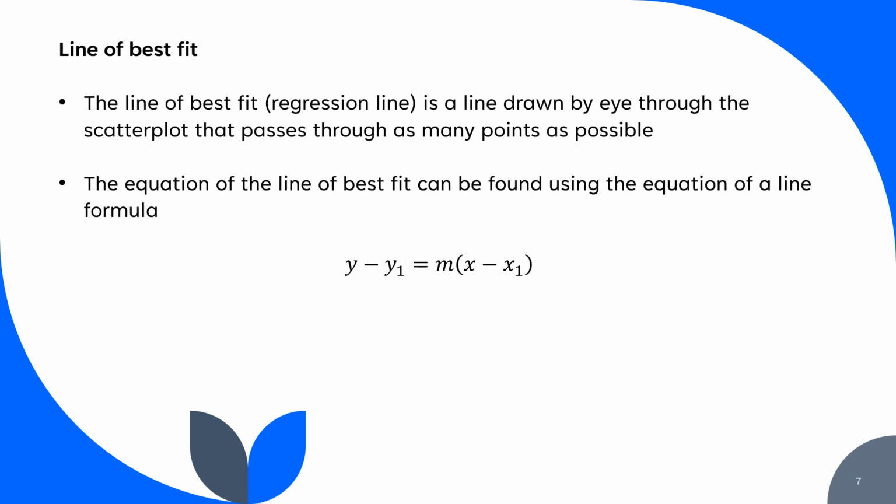The line of best fit, also known as a regression line, is a line that you draw by eye through the scatter plot. You try to get it to pass through as many points as possible. And the equation of the line, since it's a straight line, we can use y minus y1 equals m(x minus x1).